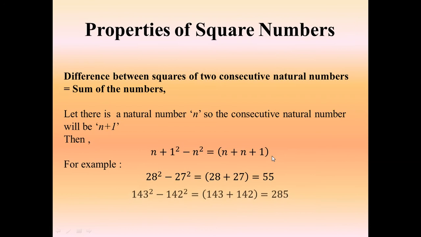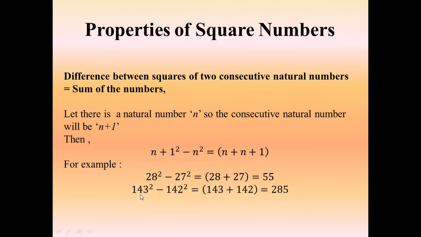For example, 28 square minus 27 square. So instead of calculating the square of 28 and the square of 27 independently and then doing the subtraction, if you notice the pattern, they both are consecutive natural numbers. So no need to calculate these squares independently. You can use this property, that is, you can simply add these two numbers and you will get the answer as 55.